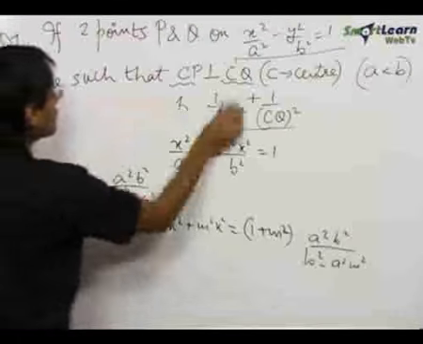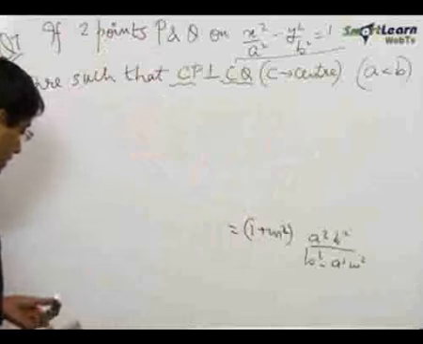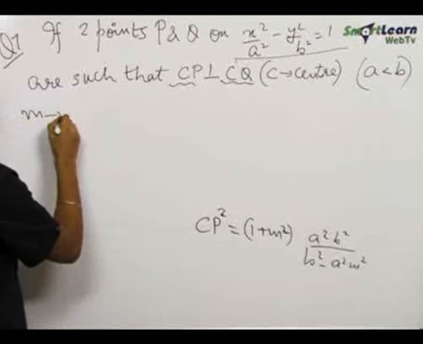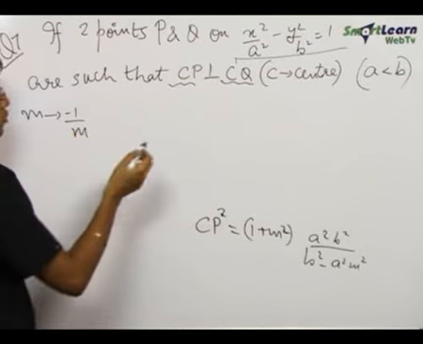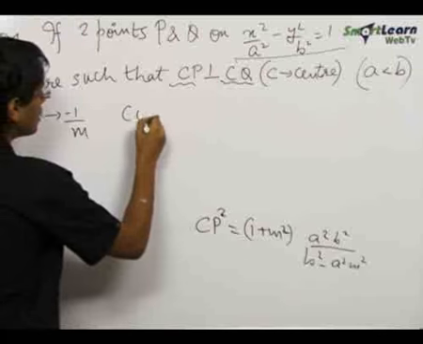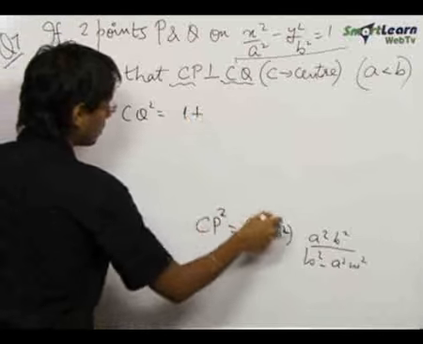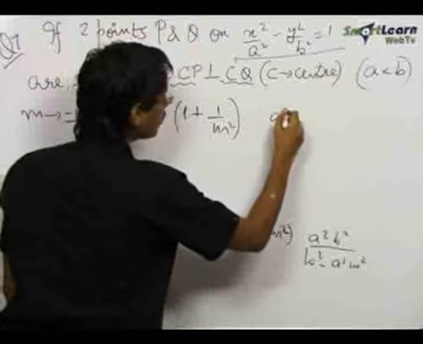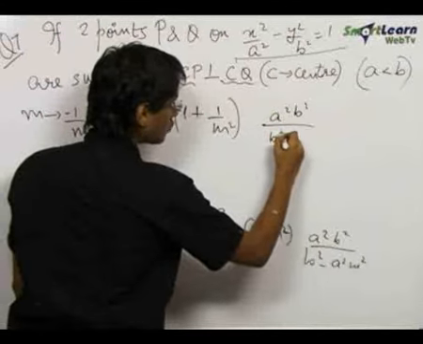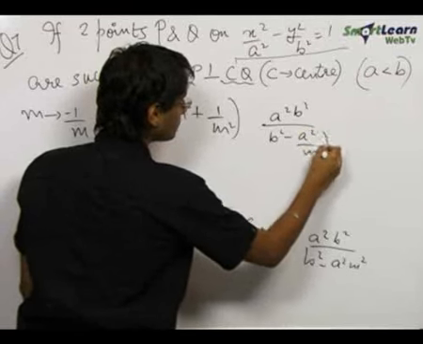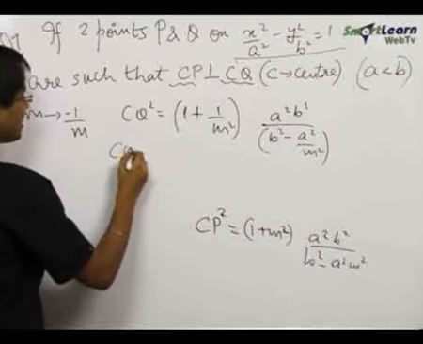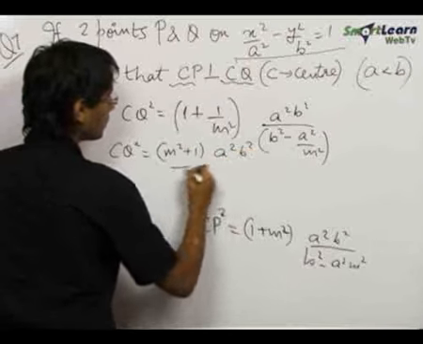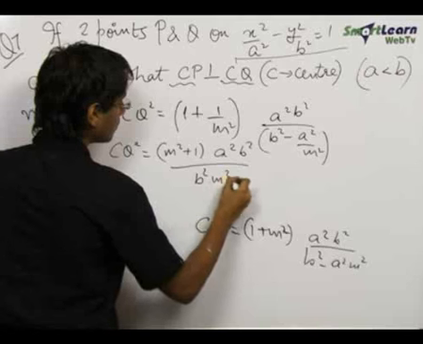Now we need to find the value of CQ square. The value of CQ square can be very directly found out by putting m equal to minus 1 upon m, because CQ is perpendicular to CP. So CQ square is equal to 1 plus 1 upon m square, putting m is equal to minus 1 upon m into a square b square upon b square minus a square upon m square. So our CQ square becomes m square plus 1 into a square b square upon b square m square minus a square.